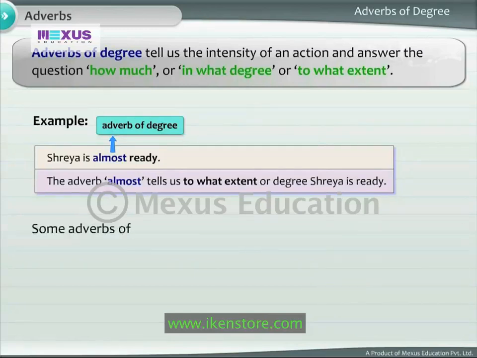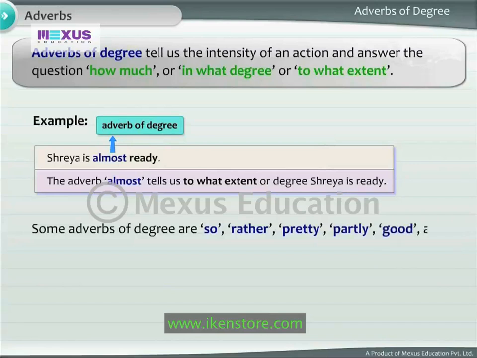Some other adverbs of degree are so, rather, pretty, partly, good, and enough.